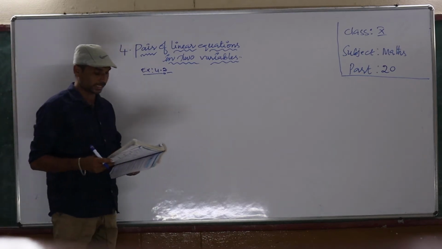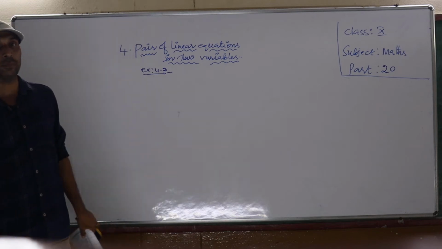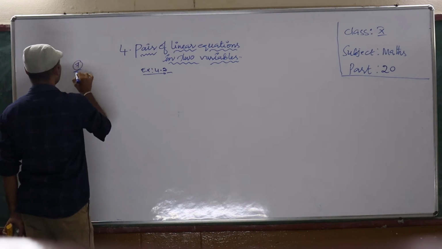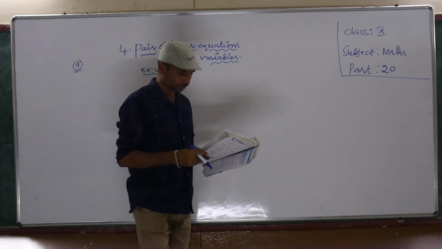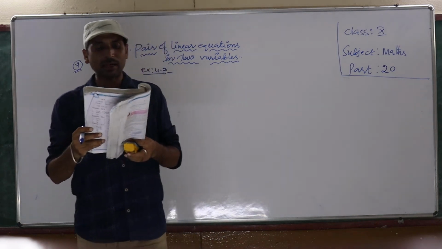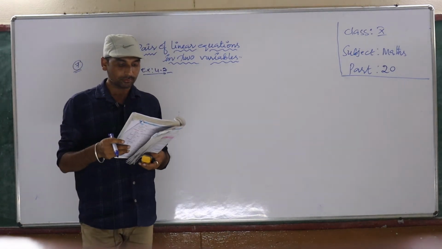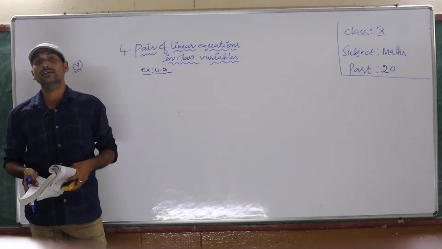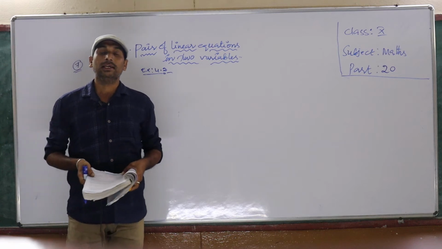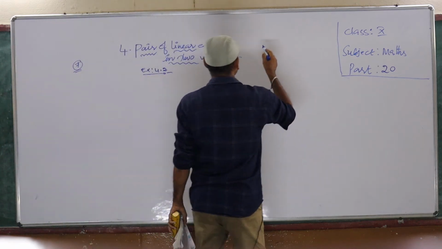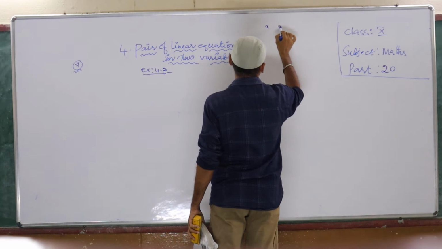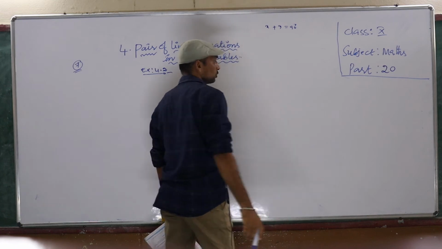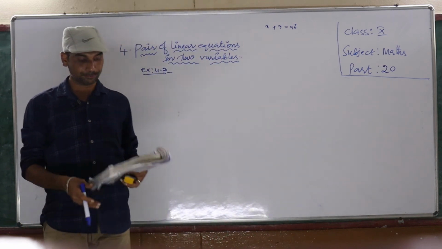Okay, children. So next, seventh problem. Here two angles are complementary. So as we know, the complementary angles, what is it, children? The sum of two angles is equal to 90. So first angle x, if you take second angle y, x plus y is 90. Then the angles are called complementary.